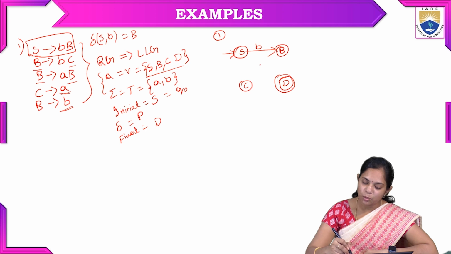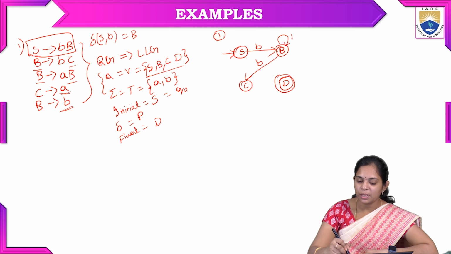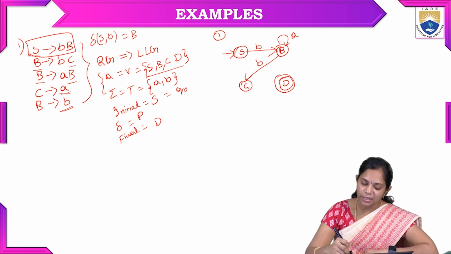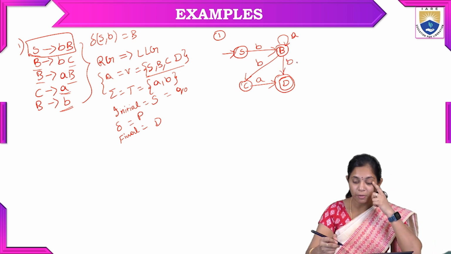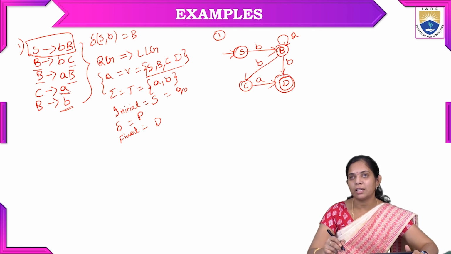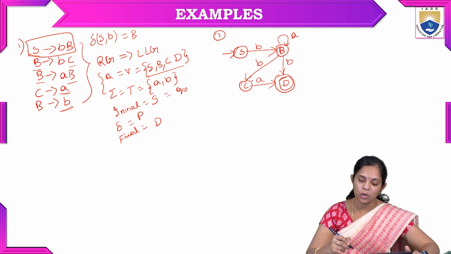And next production rule, from B state, whenever we are giving B as an input symbol, it is reaching the state C. And from the state B, whenever you are giving A as an input symbol, it is reaching the state B. And from C state, whenever we are giving the A input symbol, it is reaching the D state. And from B, whenever we are giving B as an input symbol, it is reaching the final state. And this is the transition diagram which we converted from the production rules.